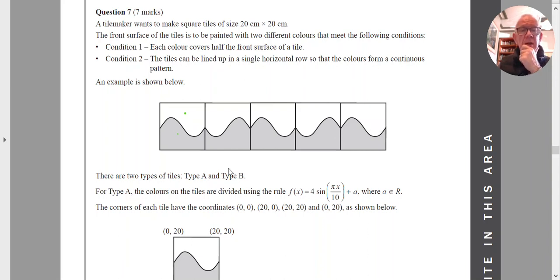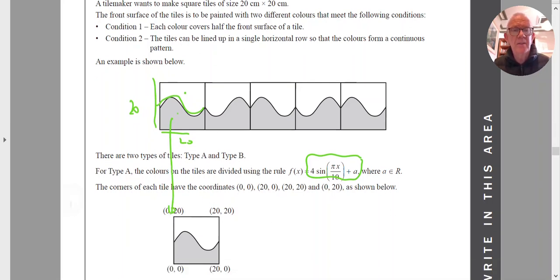There are 2 types of tiles, tile A and tile B. For tile A, the colours are divided by this particular rule. So this is the rule for this. And the corners have the coordinates 0, 20, 0, 20. Okay, so that's 20 across that way, and that's 20 across that way, and that's that tile there. Okay, a lot to work out in this question.